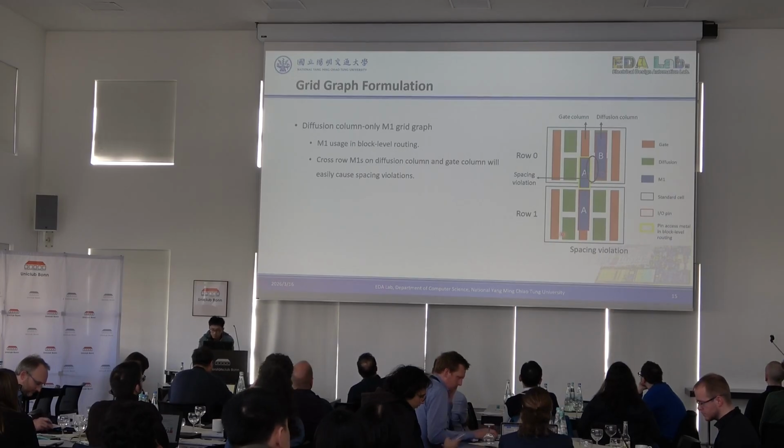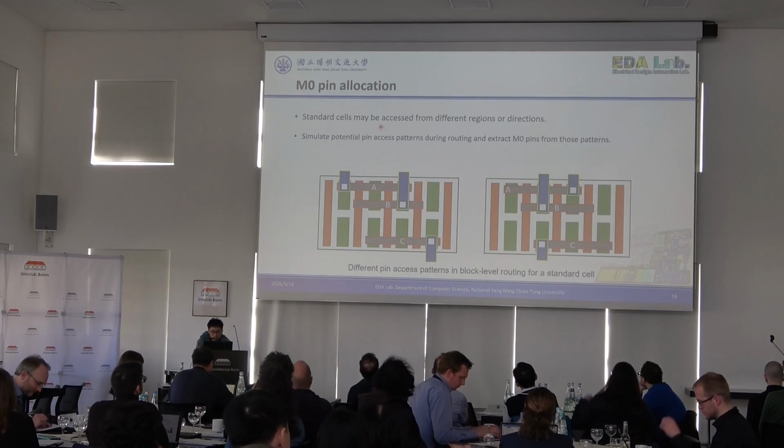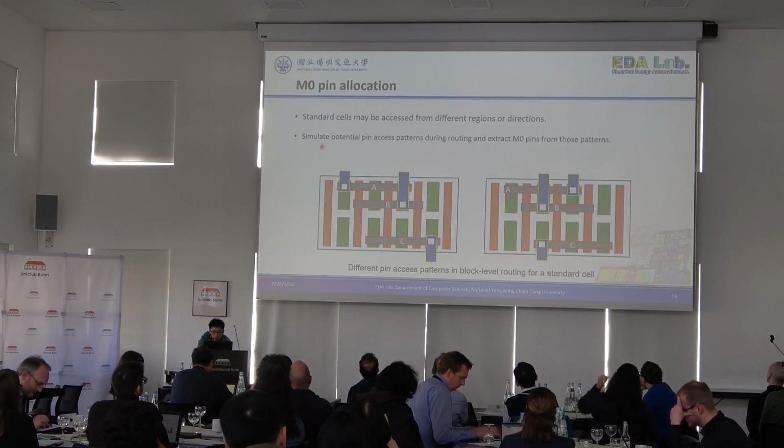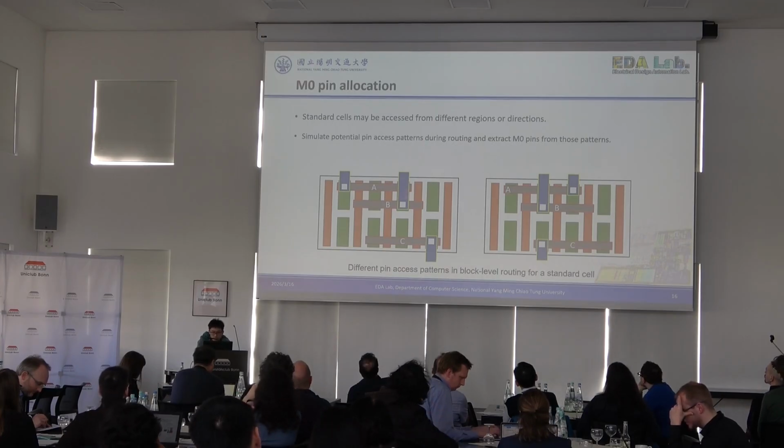Then I will introduce our concept of M0 pin allocation. Standard cells may be accessed from different regions or directions, and we simulate potential pin access patterns during routing and extract M0 pins from those patterns. The two figures show different pin access patterns in block level routing for a standard cell.